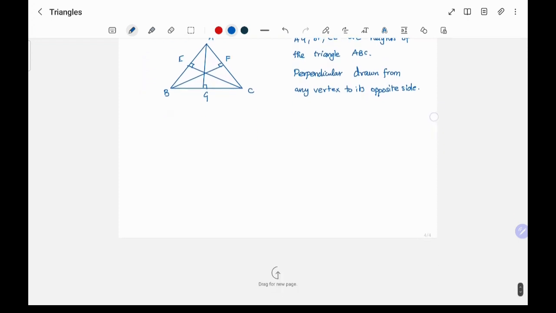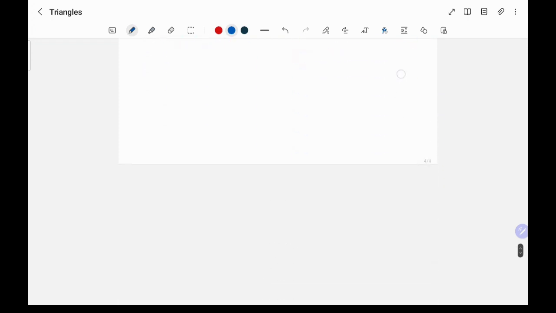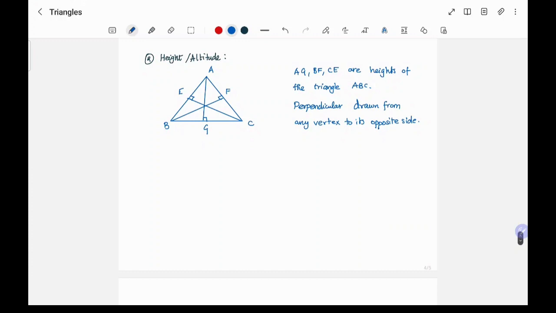Okay, so these altitudes also have some special properties. So first thing is all the altitudes again meet at a single point, and it is called the orthocenter of the triangle.